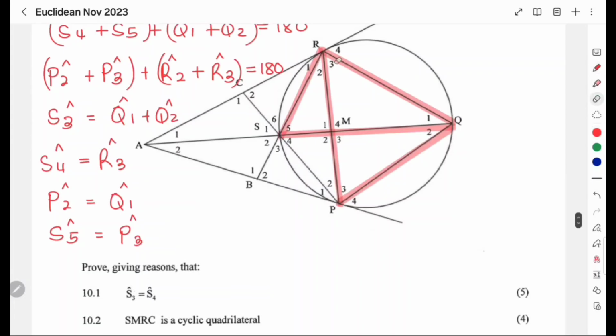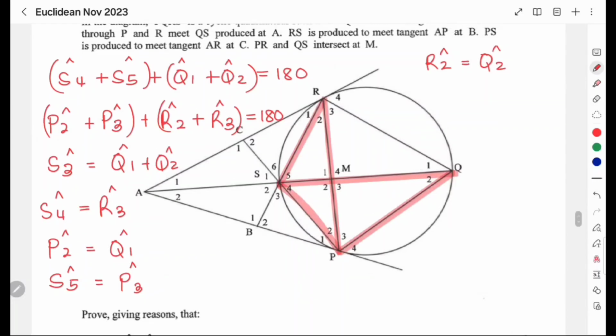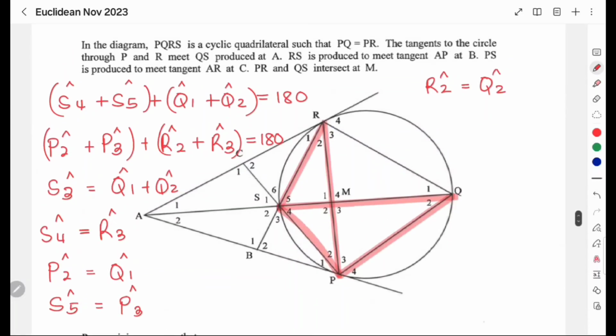And then we can also state that the chord PS subtends the angle R2 and the angle Q2 at the circumference. So we can then state R2 is equal to Q2. And all of this is due to angles in the same segment.